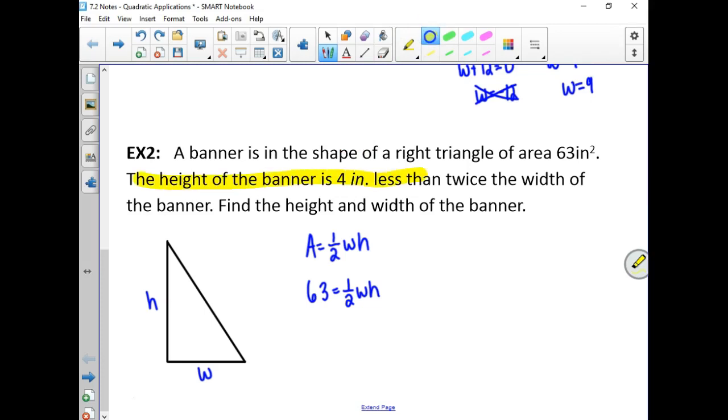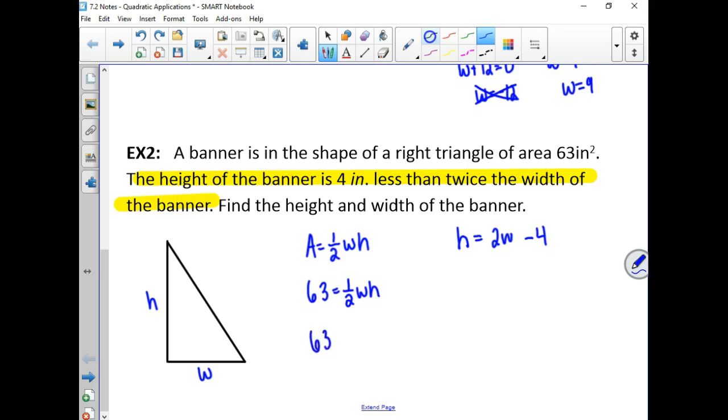The height of the banner is 4 inches less than twice the width of the banner. So if we write an equation for that, height is, tells me to write H equals. 4 less than means to subtract 4 from the end, and then twice the width tells me to put a 2W right here. So H equals 2W minus 4. That means I can replace H with 2W minus 4.